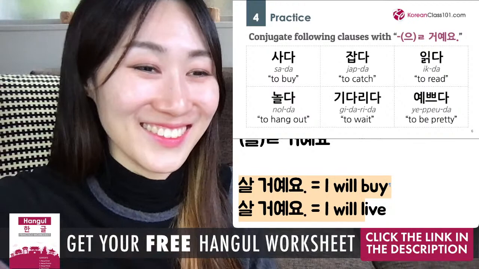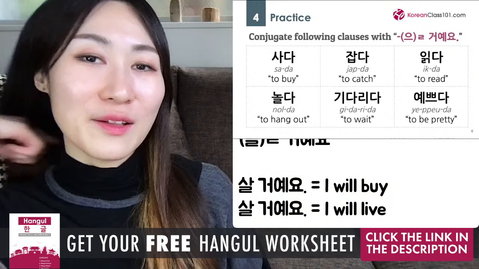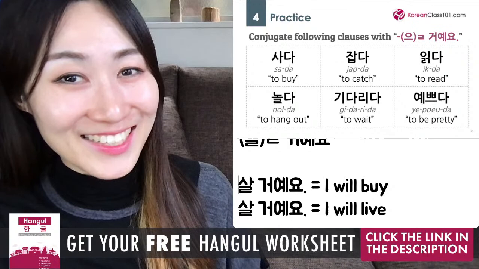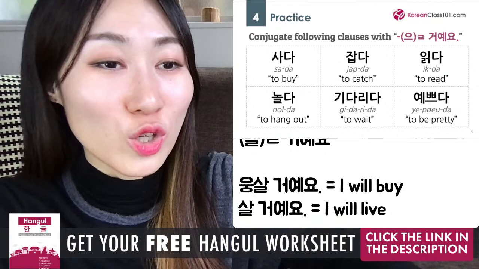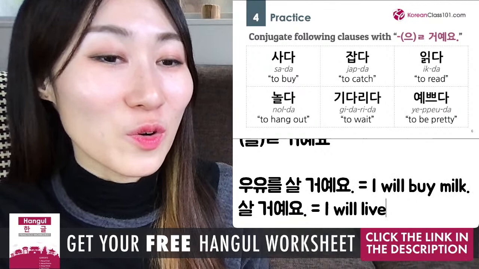Let's make a full sentence, by the way. How about I'll buy milk because I want to cook some cake and you need milk to cook some cake, right? Milk in Korean is 우유. 우유를 살 거예요. I'll buy milk. So, 살 거예요. I will live.